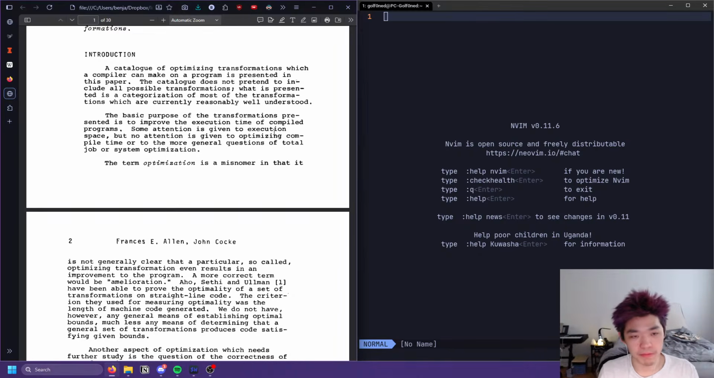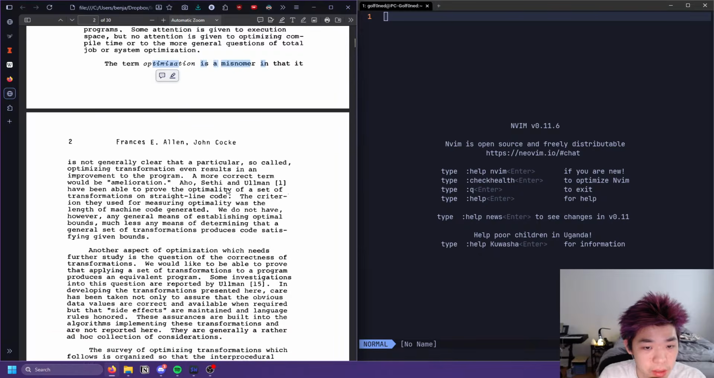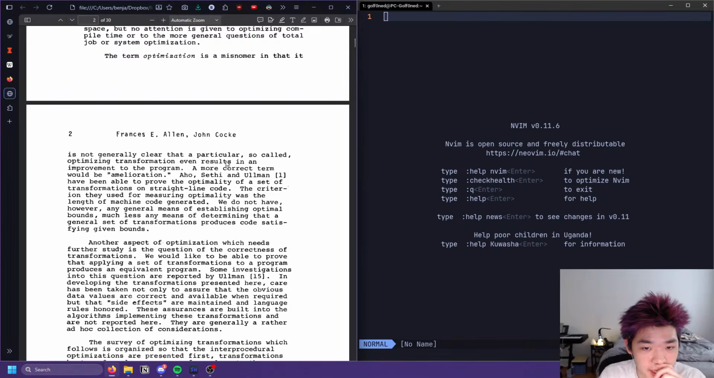And that makes reasonable sense. Optimization is a misnomer. Yeah, I guess that's fair. It doesn't necessarily improve the program. I guess this is why I generally talk about things as transformations in a more broad sense.